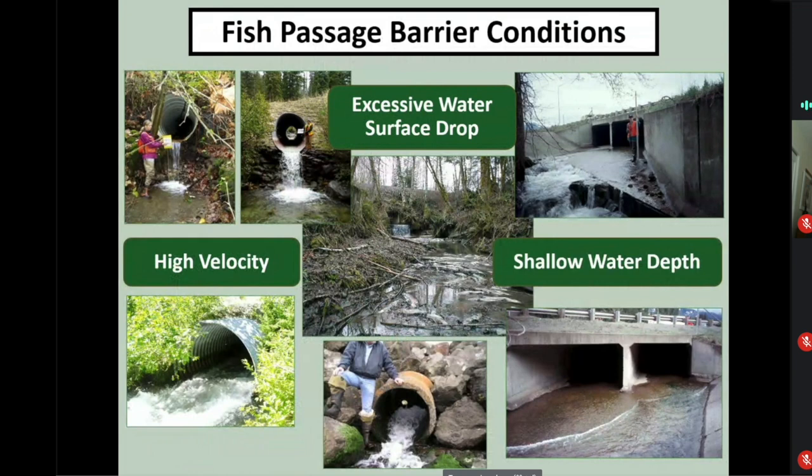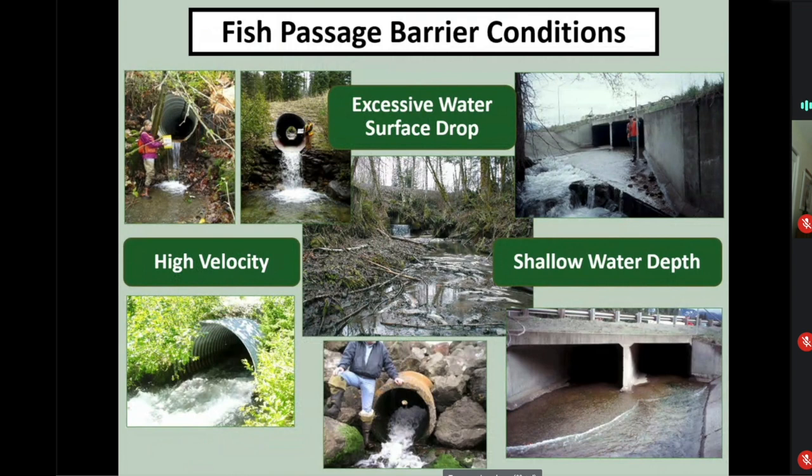Excessive water drop, like the top left, we call that water surface drop. Obviously, fish can only leap so high. So that's one way these culverts can be deemed a barrier. There's also velocity, where at medium to higher flows, fish cannot actually get through a culvert. They get exhausted and tired. And to be fair, sometimes we'll have a barrier culvert that fish are able to pass through sometimes, but not the majority of the time.